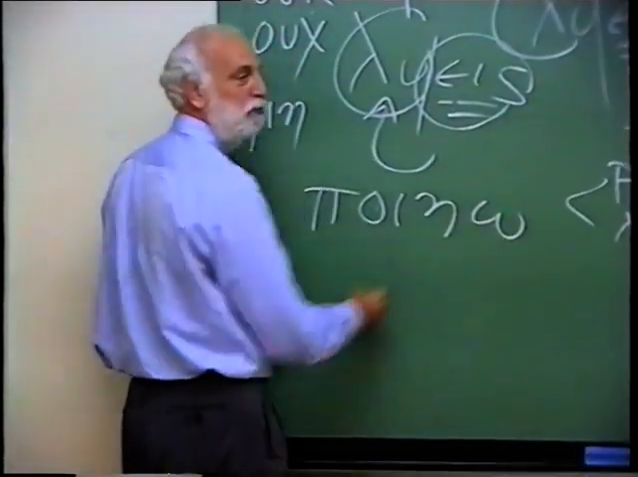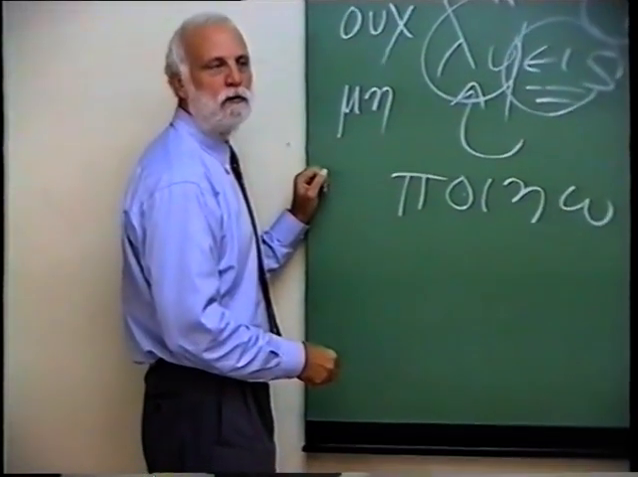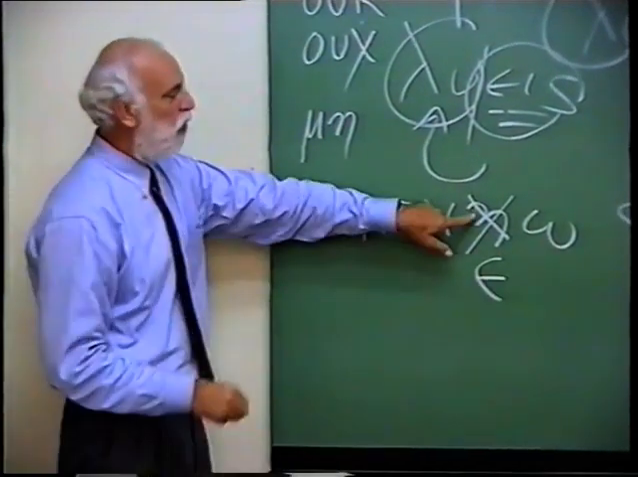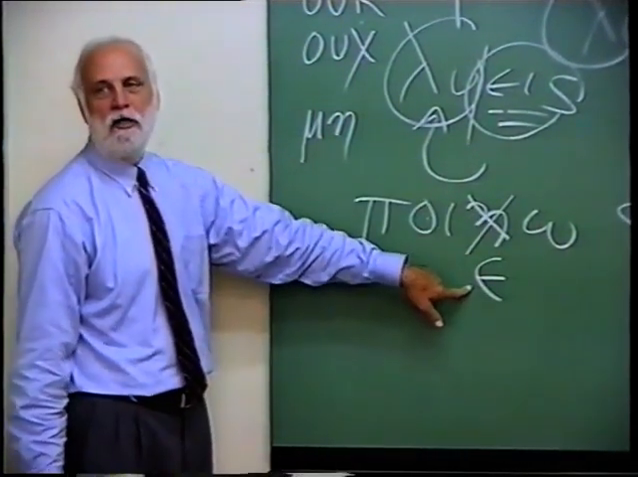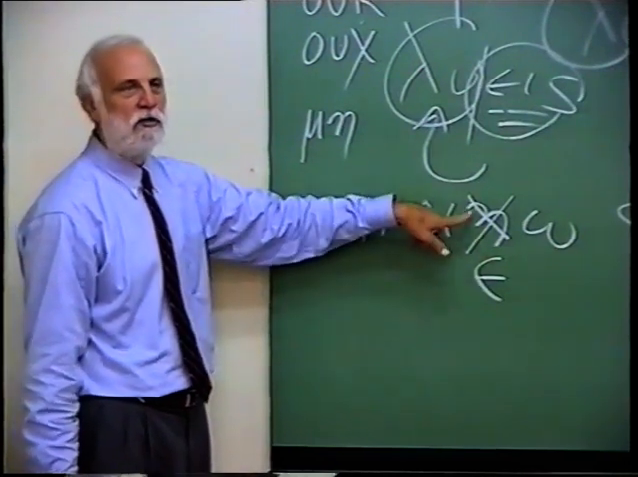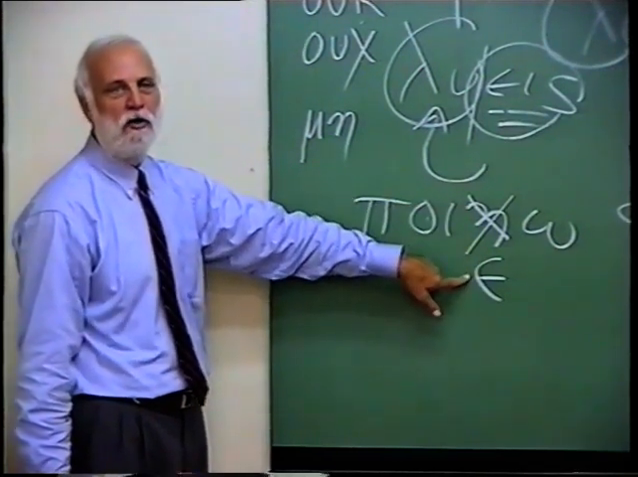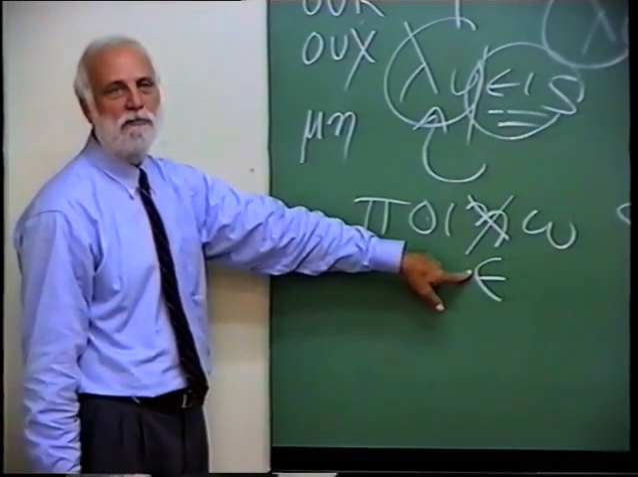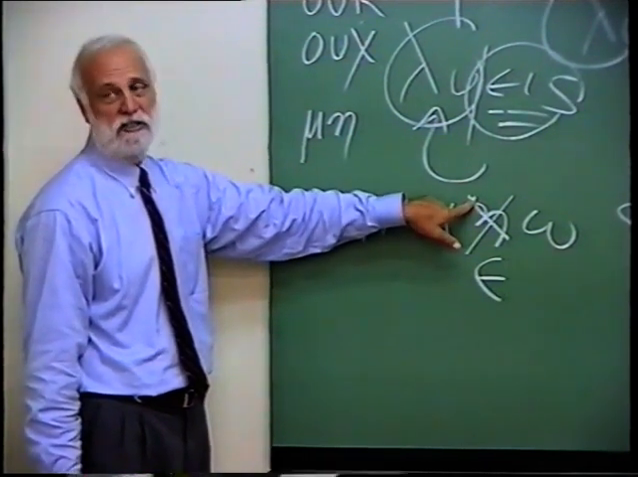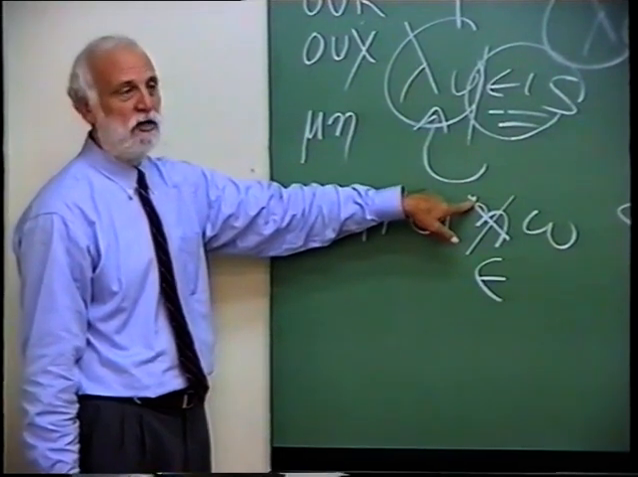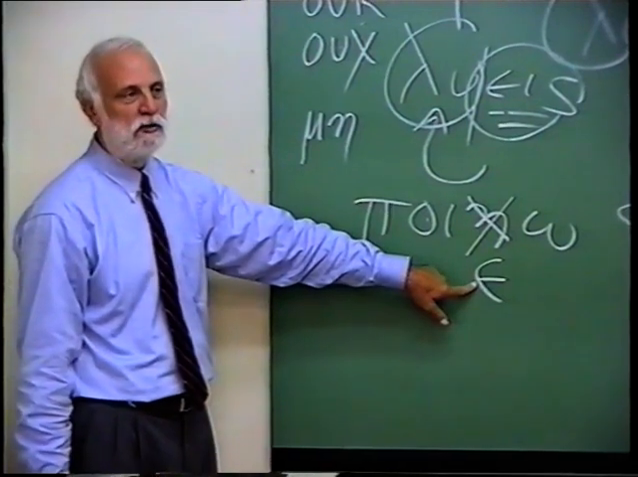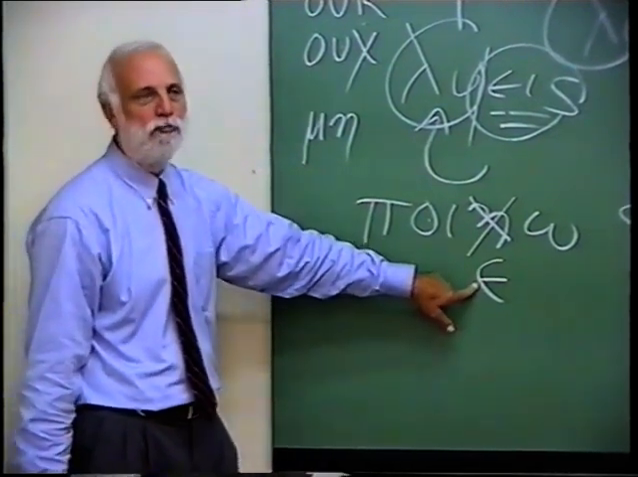Poieo. Yeah, I just heard poieo. This is poieo. This is poieo. Can you hear the difference? Poieo and poieo. What letter is this? Eta. What letter is this? Epsilon. Can you hear the difference? It's very slight. It's very subtle, but it's important. This is poieo. This is poieo. Which one is the source? Poieo. Good. Poieo.